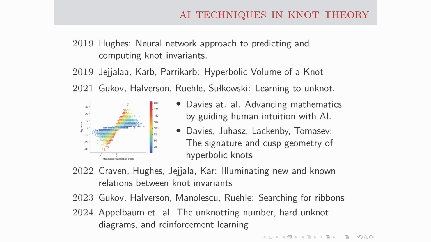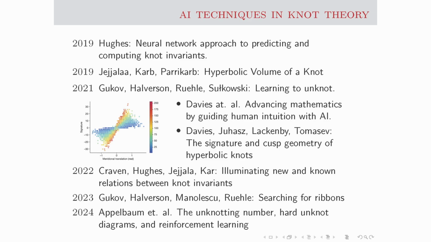So let me focus on this work here. These are two papers: one is a Nature paper, one is a geometric topology paper. The title of the paper is Advancing Mathematics by Guiding Human Intuition with AI. I think the message from the paper was that you can understand and discover new relations between knot invariants by using some tools. Again, this is a paper from 2021.